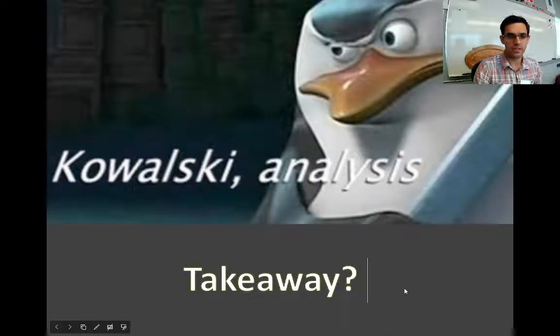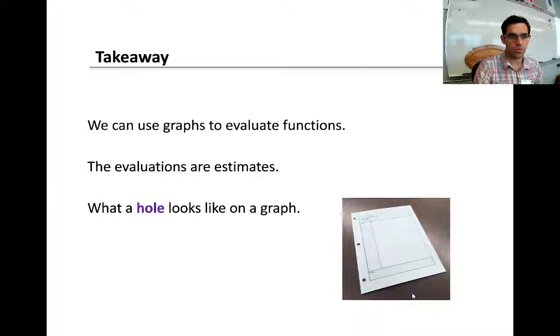All right, takeaways for this lesson. We can use graphs to evaluate functions. We can use continuous and discrete graphs. Discrete graphs being the dots, continuous graphs being the lines or the curves. And we can use piecewise graphs, graphs where there's lines and dots and holes and whatever. And we also know what a hole looks like on a graph now. It's that open circle. And that's it.